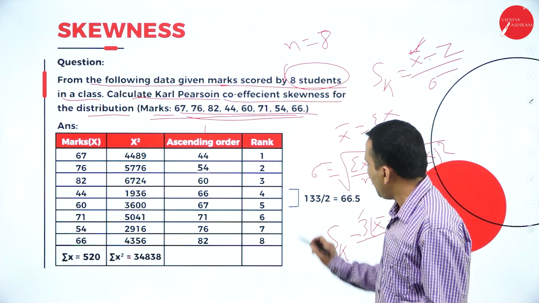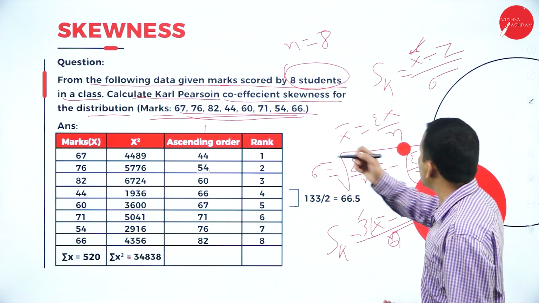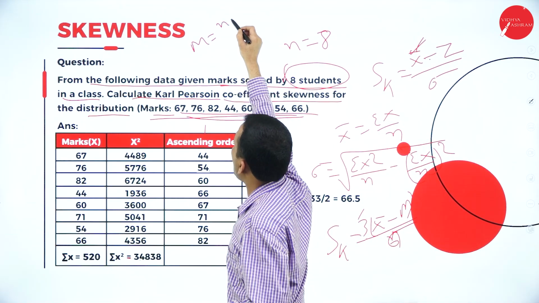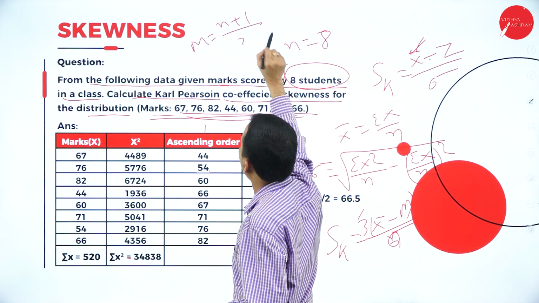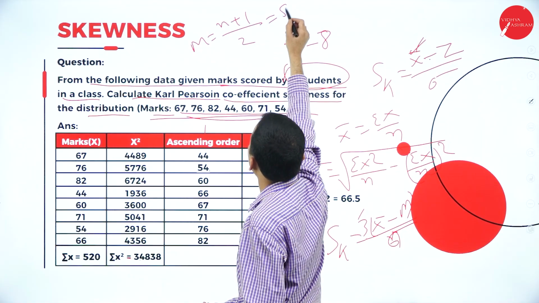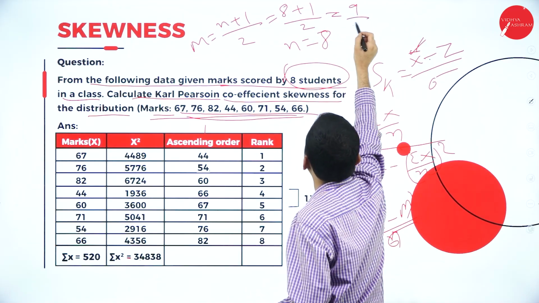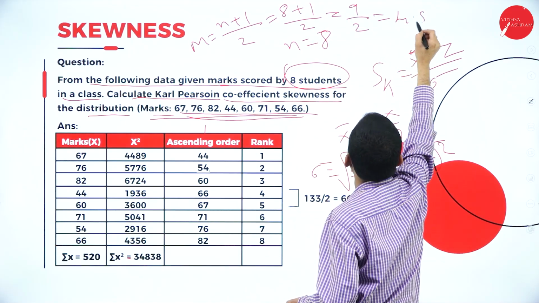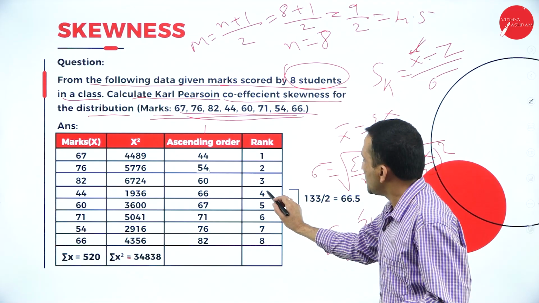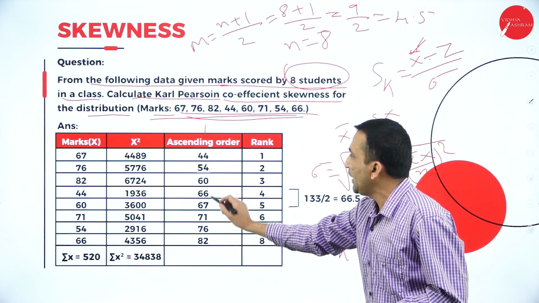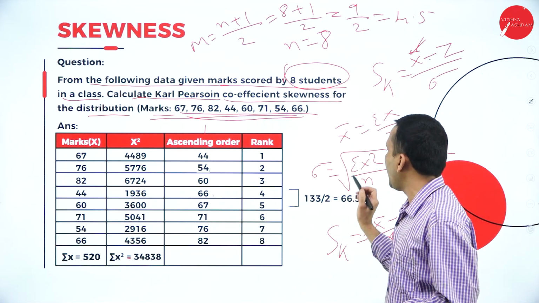The simple formula for median, in case of discrete ungrouped data, is median equal to small n plus 1 divided by 2. Number of items 8 plus 1 divided by 2. Now you are getting 9 by 2, which is nothing but 4.5. See, the median is located in between 4 and 5, so we need to take this total divided by 2.